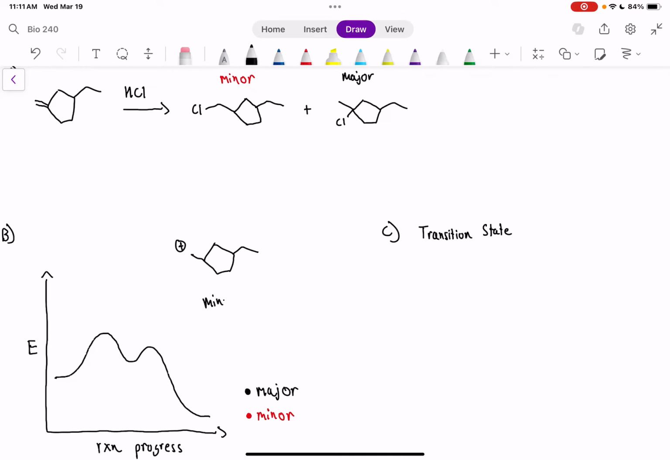I'll draw minor. And that's a primary carbocation, versus the major product, which is right here. That's a tertiary, that's the major. Now we know that tertiary carbocations are more stable than secondary, which are even more stable than primary due to hyperconjugation. So we know that the intermediate of the minor product must be higher in energy compared to the major product.